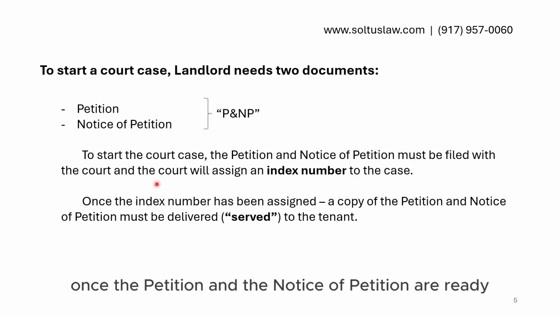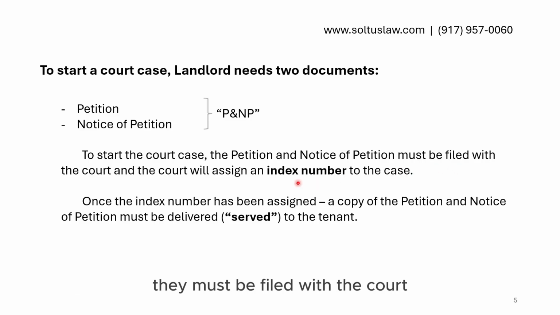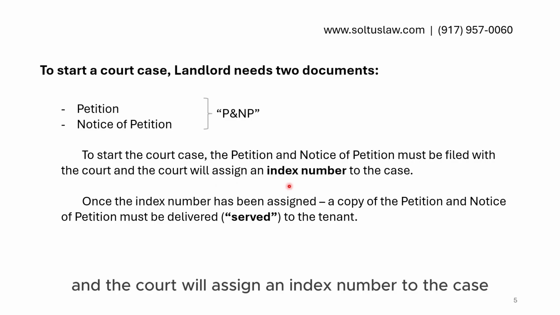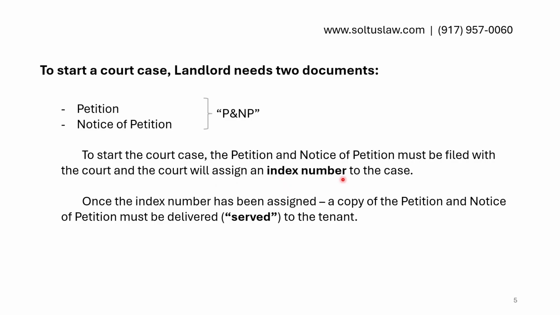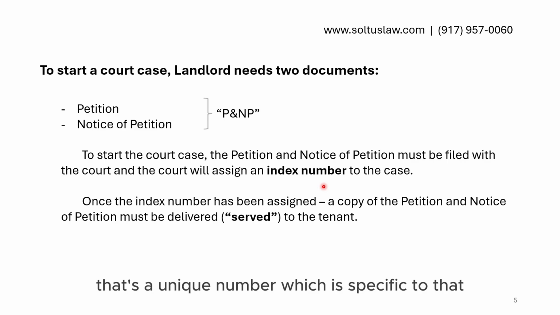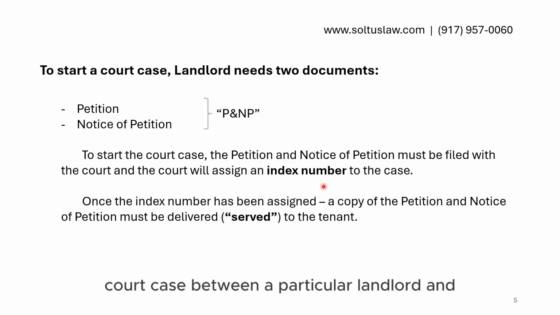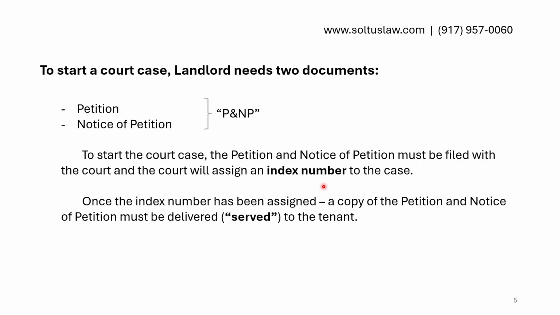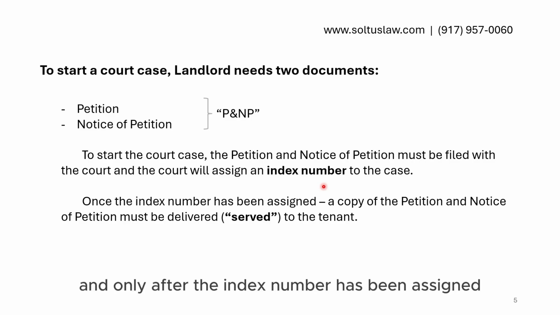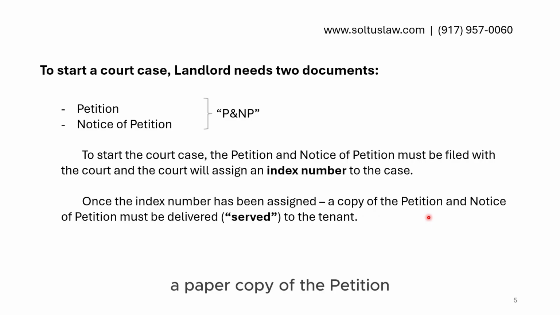Once the petition and the notice of petition are ready, they must be filed with the court, and the court will assign an index number to the case. Index number is a unique number which is specific to that particular court case between a particular landlord and a particular tenant. Only after the index number has been assigned, a paper copy of the petition and the notice of petition must be served upon the tenant. By served, I mean delivered.